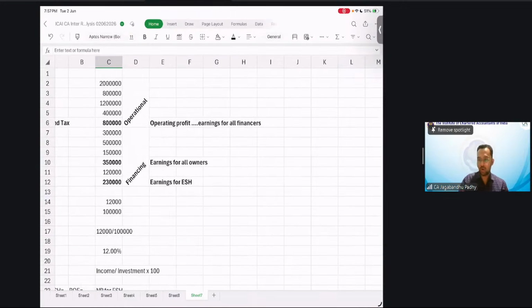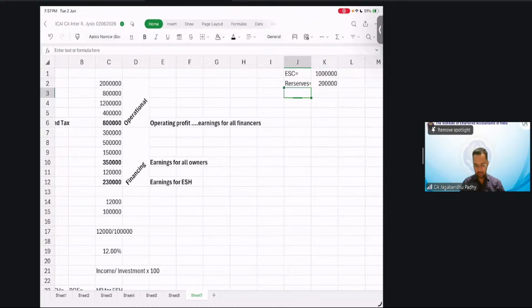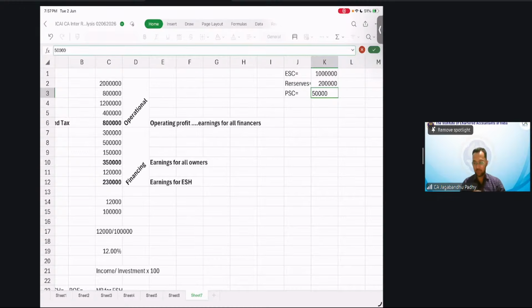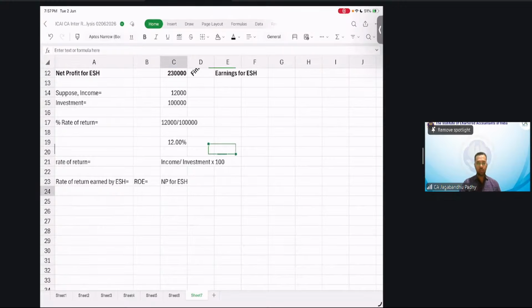Now, suppose we have equity share capital of 10 lakh, reserves of 2 lakhs, preference share capital 5 lakh, and we have a debt of suppose 25 lakh. Okay. So now my question is, what should I divide by? What is the investment made by the equity shareholders?